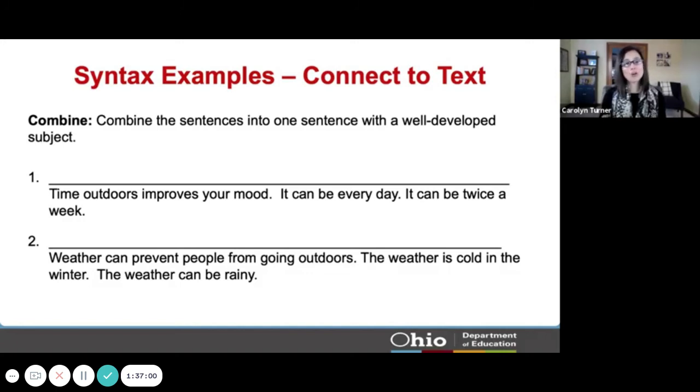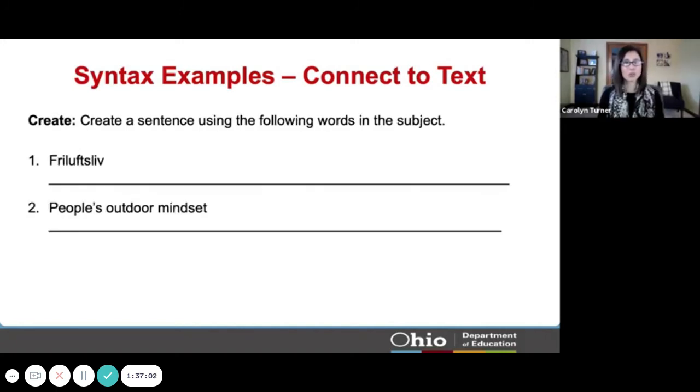And again, this all goes back to explicit instruction. We're doing lots of modeling. We're doing lots of opportunities for practice. And then we're giving them the opportunity to do this on their own. And now look at how complex this particular activity is.